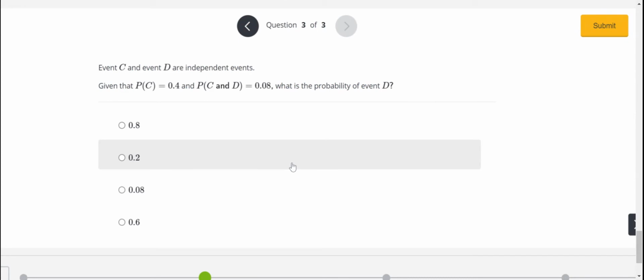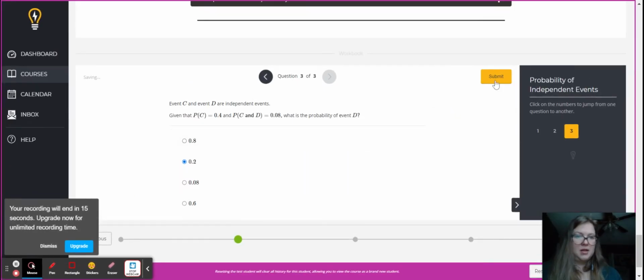Okay, so then this is kind of the same, except you know they're independent. You know what they are together, and you know what one of them is. And so then you could simply calculate, and I hope this zooms in for you, 0.08 divided by 0.4, and you get 0.2. So you're just dividing, because we know that when we multiply, we would get 0.08.